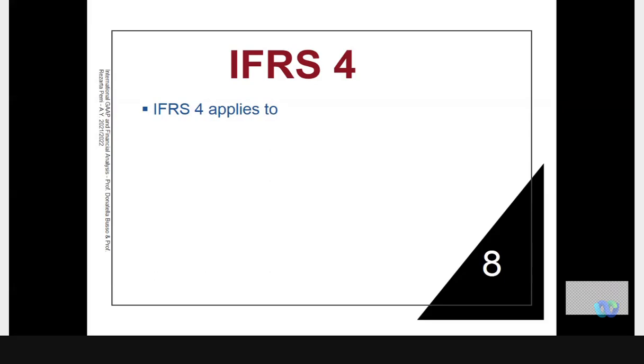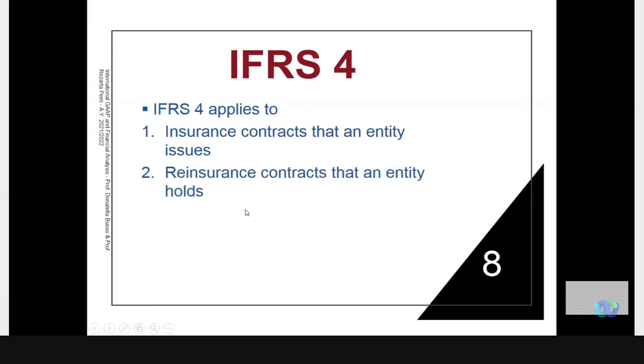First, IFRS 4 and then IFRS 17. IFRS 4 applies to insurance contracts that an entity has issued and reinsurance contracts that an entity holds. Now, see, IFRS 4 does not apply to insurance contracts that an entity holds. Okay, can you understand the difference here? Again, IFRS 4 covers the insurance contracts that an entity issues or reinsurance contracts that are held by the entity.